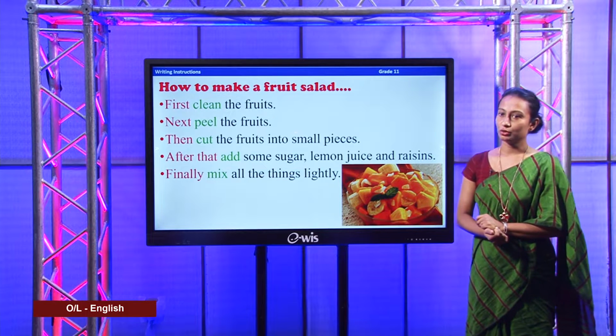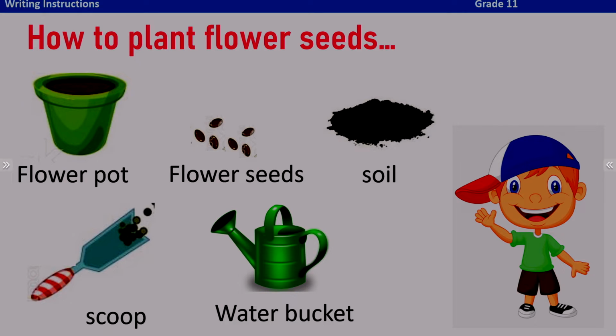Next we are going to do another activity. Here you can see Tharindu. Tharindu loves gardening. He has got some flower seeds. And he has a flower pot, some soil, a scoop and a water bucket. So he wants your help to plant these flower seeds. Let's write a set of instructions. Don't worry, I'm going to help you this time also.